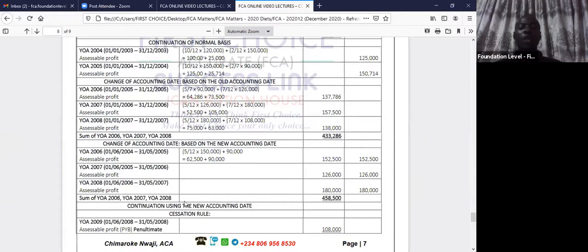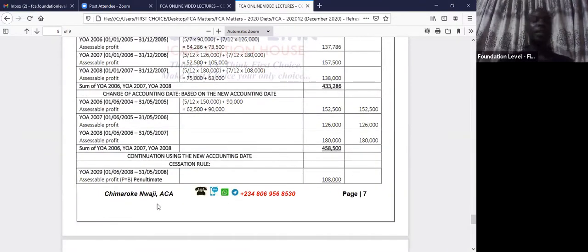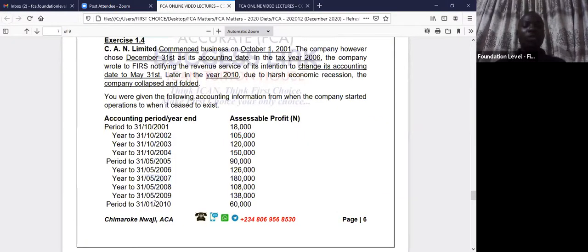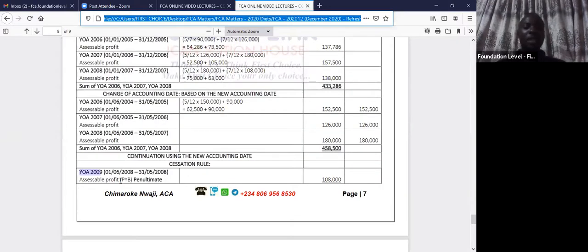Now, the continuation of the business must follow the new accounting date because you've changed from the old to new. Now, the new date, what is the next year? The next year, if this year is 2008, the next year is 2009. And we remember here that the business ended in 2010, and that's the ultimate year. It means 2009 is the penultimate year. So it means that the cessation rule has started. 2009 is the penultimate year.